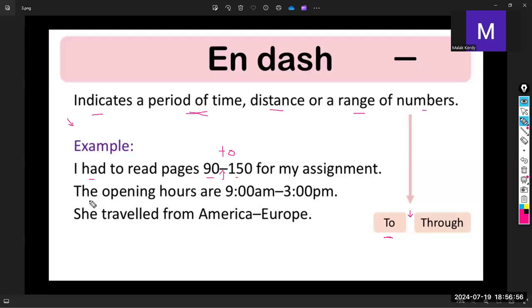Now let's take a look at the next example. The opening hours are 9 a.m. to 3 p.m. So instead of writing "to" to talk about a period of time, you write the N dash. The final example is: she traveled from America to Europe. So instead of writing "to", notice that I'm talking about distance, and I wrote the N dash. So this is the rule of the N dash.